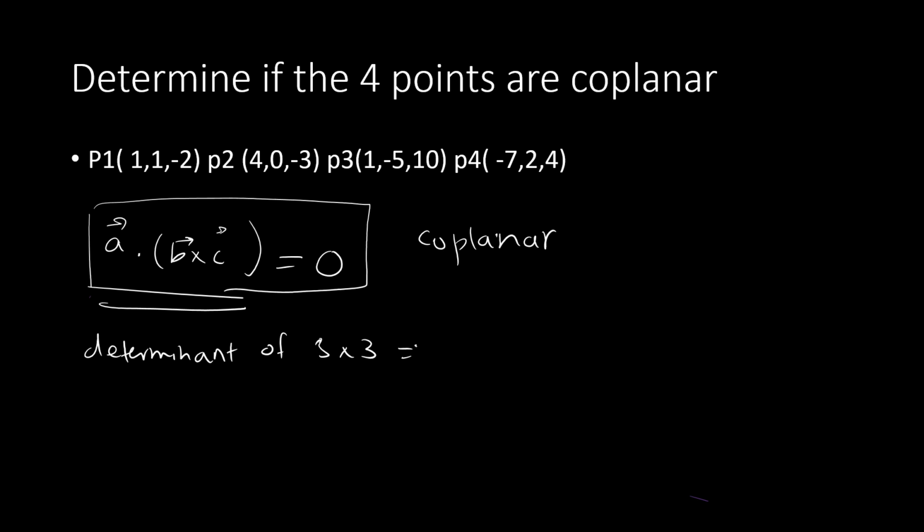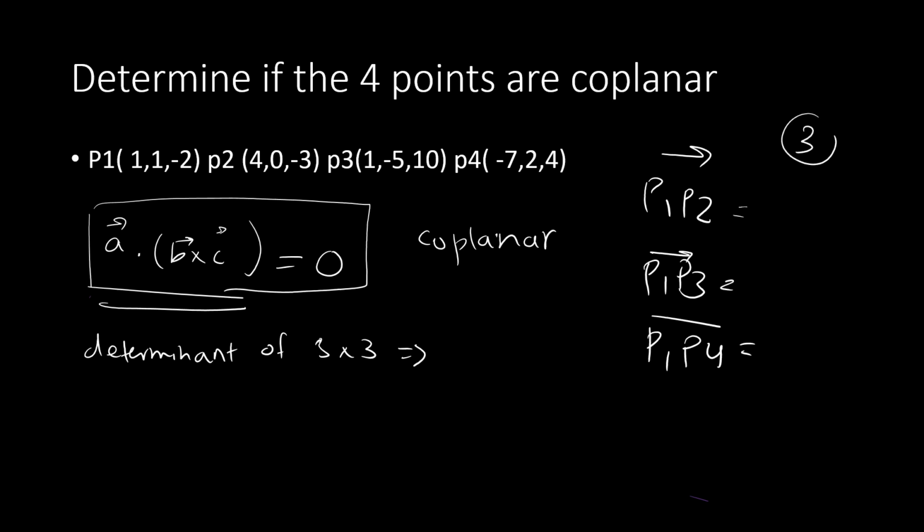So now let's try to solve this problem. First, in order to write these points in the form of a matrix, what are we gonna do? First, we have to find the distance from P1 to P2, P1 to P3, P1 to P4. So this will give us 3 vectors, and they will form a matrix of 3 by 3. So now let's do this on the next page.